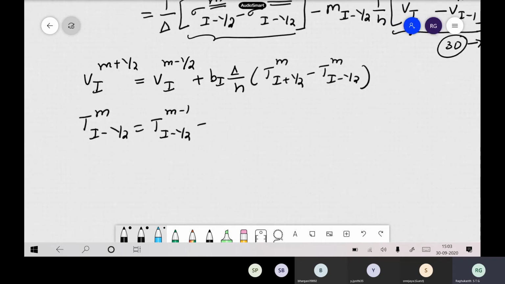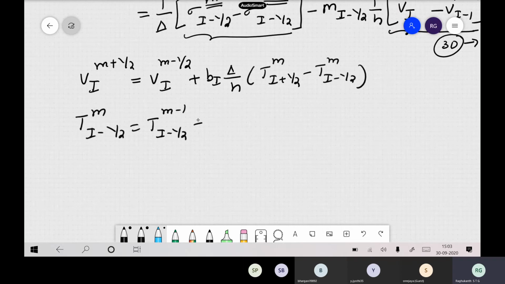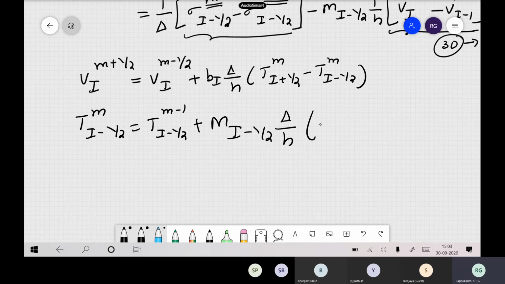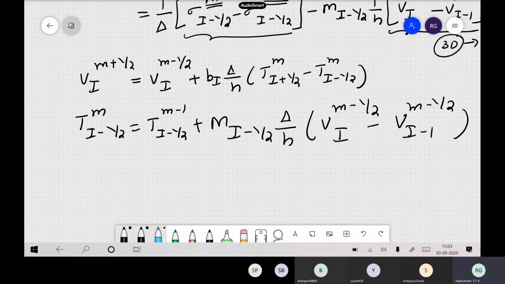Yes. So T_m, and this one. So plus m harmonic average at i minus half, delta by h, times V at m minus half. So you have this i minus V at m minus half and i minus 1. So these are the two equations. Okay, you follow, right?